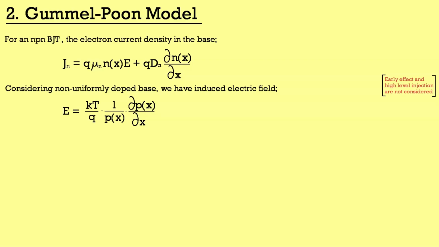Consider an NPN transistor with non-uniform base doping. We have already derived the induced electric field to be equal to the Boltzmann constant multiplied by temperature divided by the magnitude of charge on an electron, times 1 upon the doping concentration of the base, which is holes in our case, times the gradient of hole concentration.